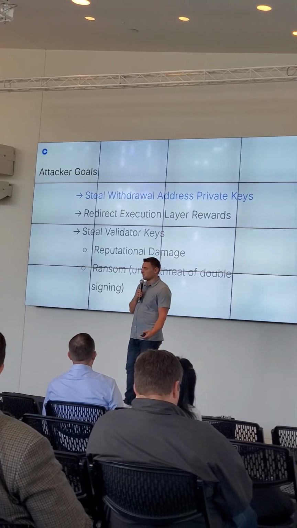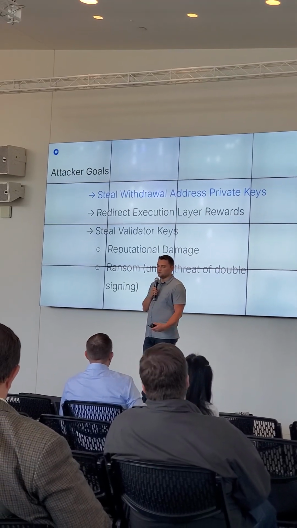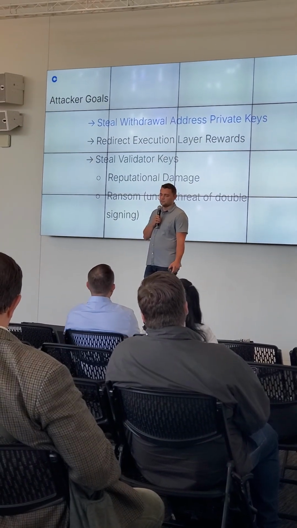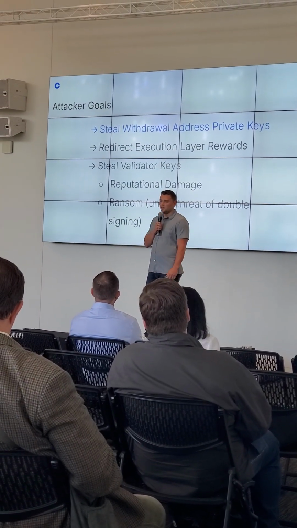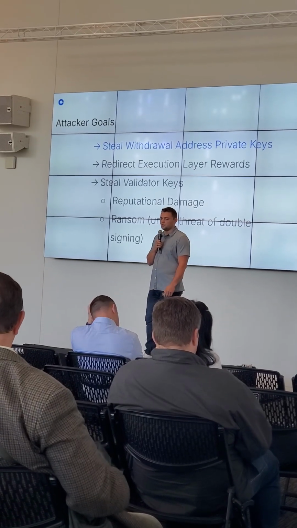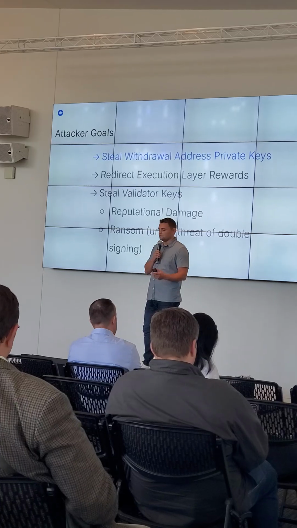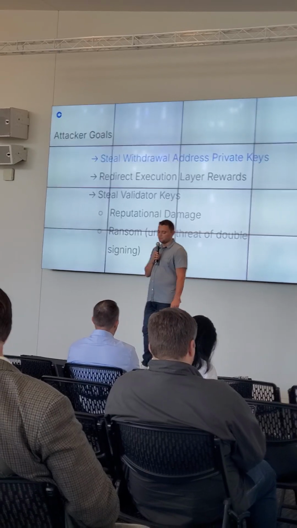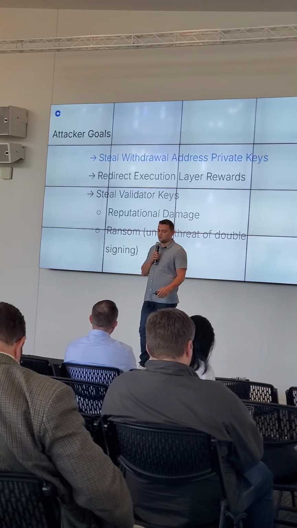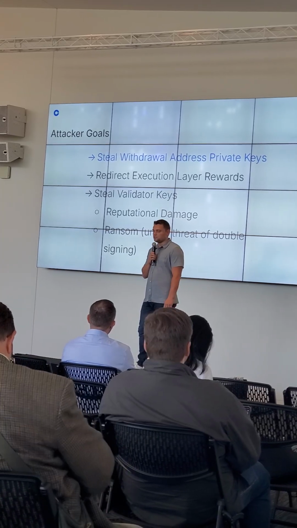The second attack scenario would be the redirection of execution layer rewards by modifying the fee recipient address parameter in the validator config. That can be done without compromising any key material, and instead be done through a source code, dependency, or infrastructure level compromise. So we're going to talk about our SSDLC and see how we protect that parameter from unauthorized modification.